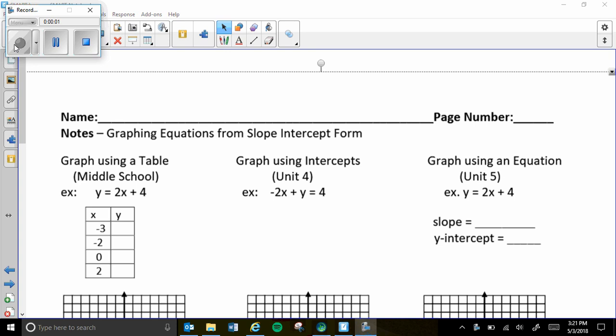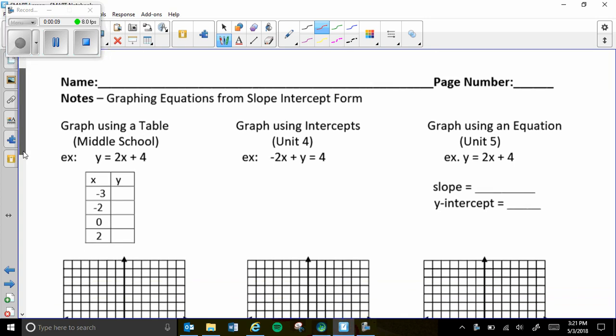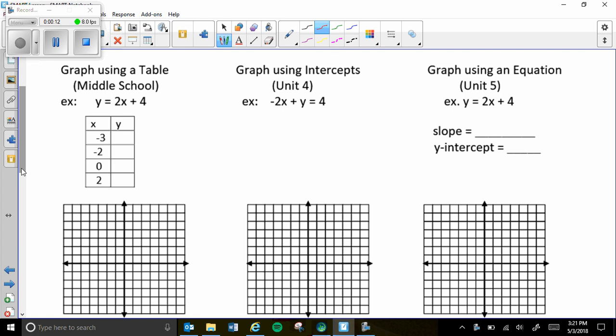The first topic in Unit 5, our last unit, is about graphing equations from slope-intercept form. Before we get to new material, we're going to go back and cover a few ways that you should have already learned how to graph. The first way, which you learned in middle school, is graphing by using a table.